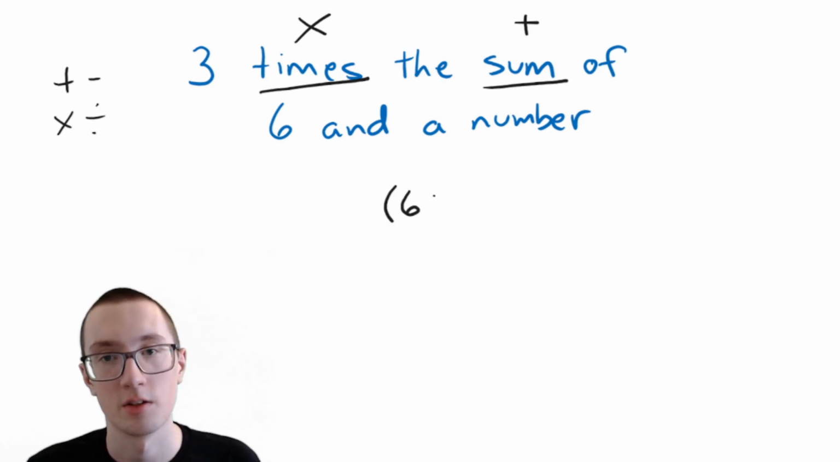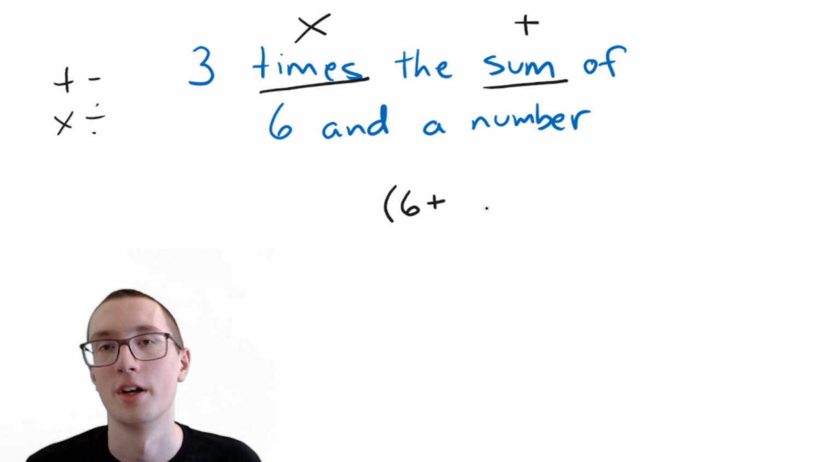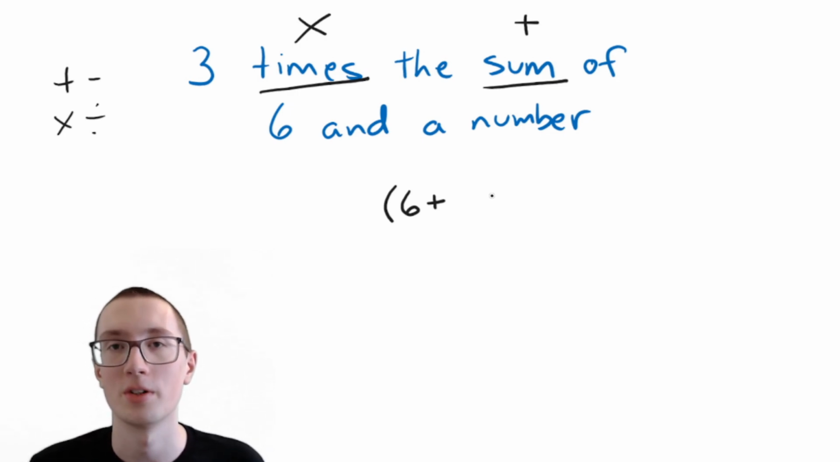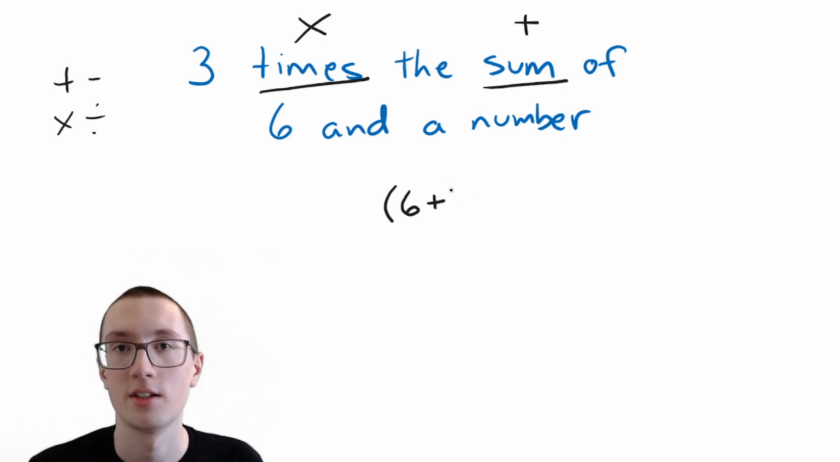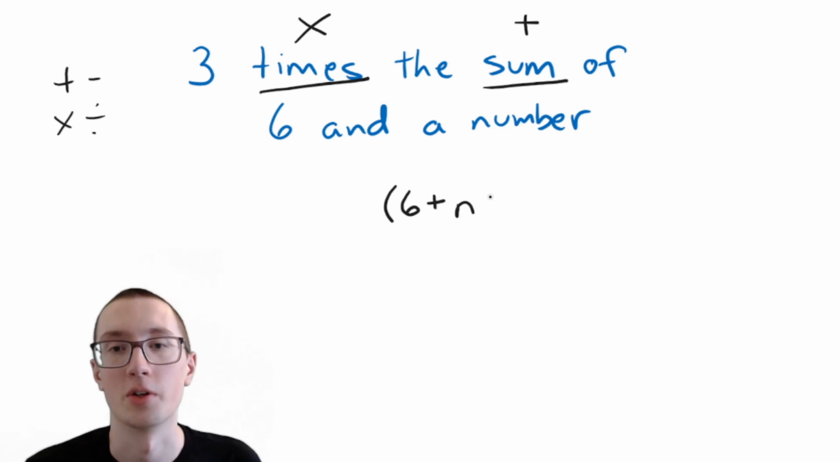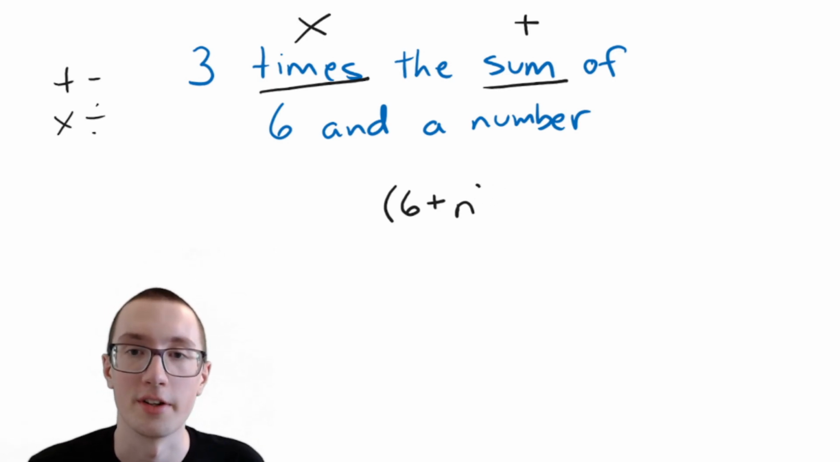So 6 plus, and now a number. Whenever it doesn't tell you what the number is in algebra, that means it's going to be a letter, a variable. You can use whatever letter you want. Most of the time in algebra, when we don't know a number, we use the letter x, but we can also use the letter n, because n for number, but you can literally use any letter. We'll just use the letter n for this.